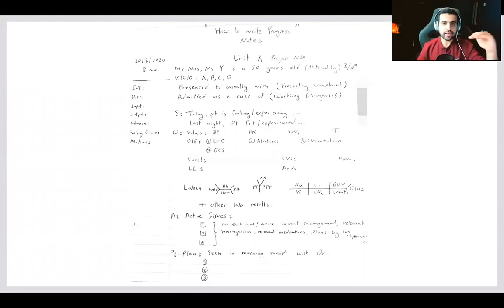You'll be writing the active issues and what has been done for each active issue. And then at the end is the plan. So you would write, the patient was seen with Dr. Ahmed or something, and then you would go 1, 2, 3. And then at the side there, this is just what I do. I just include also the IV fluid if the patient is on any, what kind of diet they're on, and so on. So that's how to do the progress notes.